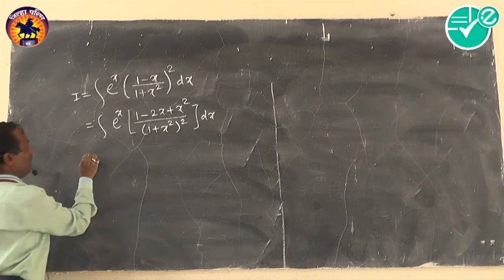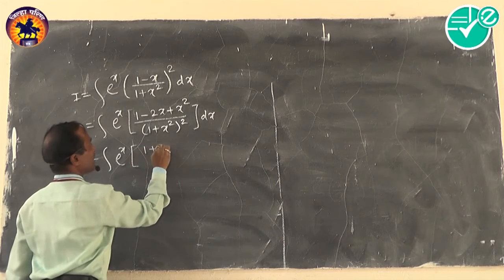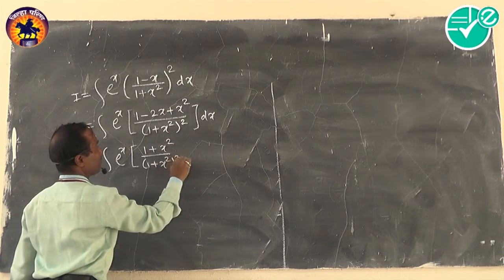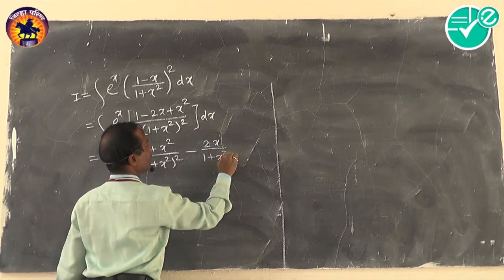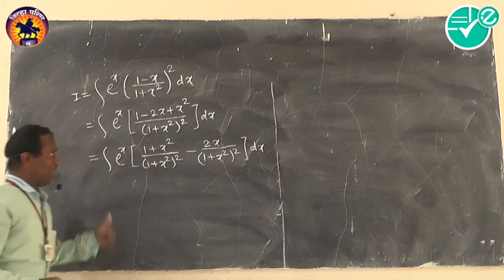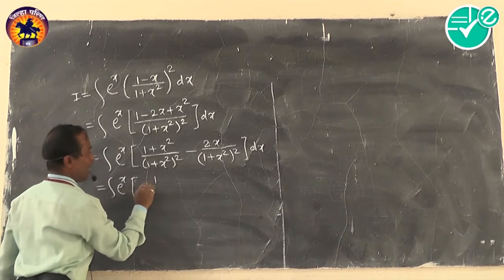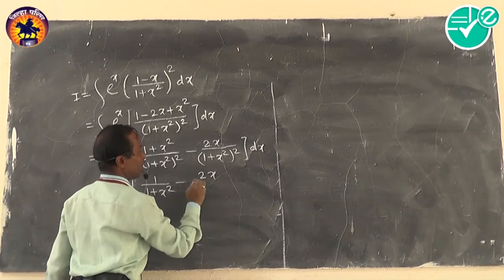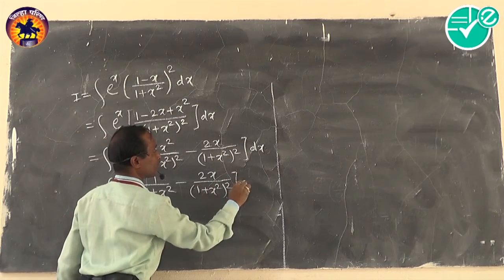Now we separate the divide, we get integral of e to the power x into [(1 plus x square) upon (1 plus x square) bracket square minus 2x upon (1 plus x square) bracket square] dx. Now this can be written as integral of e raised to x into [1 upon 1 plus x square minus 2x upon (1 plus x square) bracket square] dx.